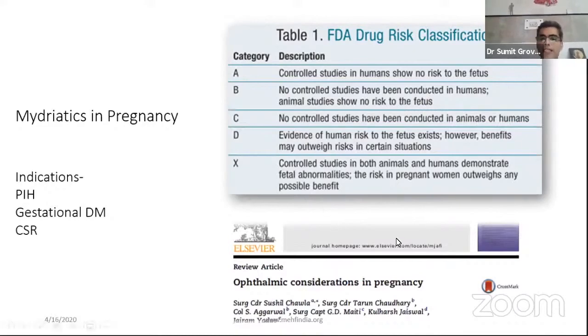And this is a review article named Ophthalmic Considerations in Pregnancy. I just found this article very interesting, and I found it during the preparation of this slide. And I urge you all to go through this article, not only for the mydriatics and cycloplegics, but for all the ophthalmic drugs which you will be encountering in your day-to-day clinical practice, and it is very useful for your clinical practice. So just take a note of this.